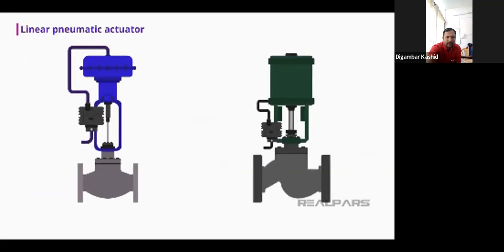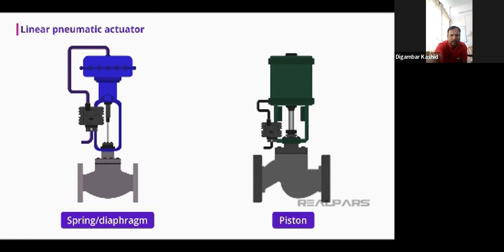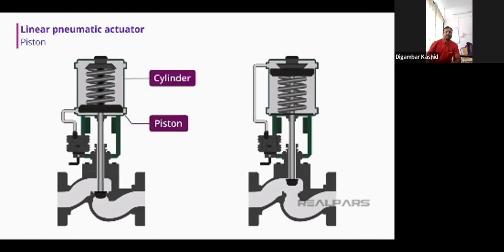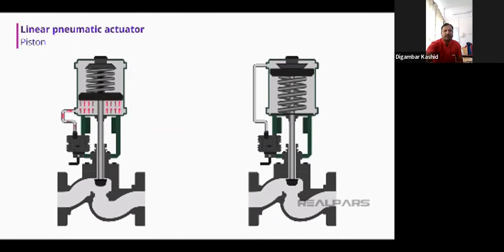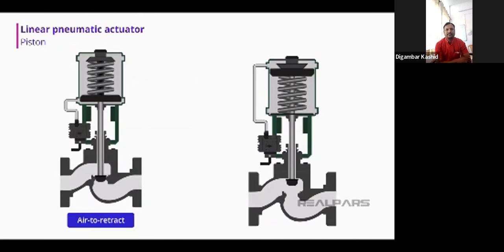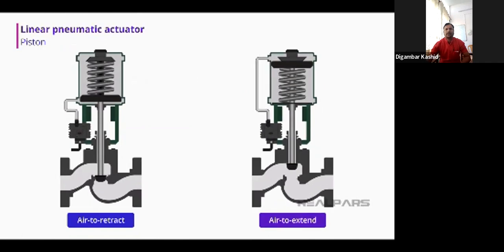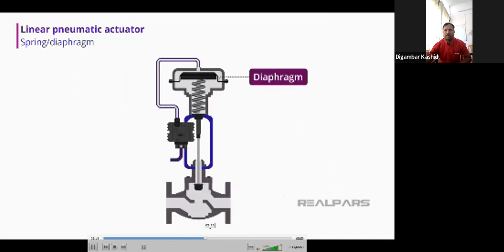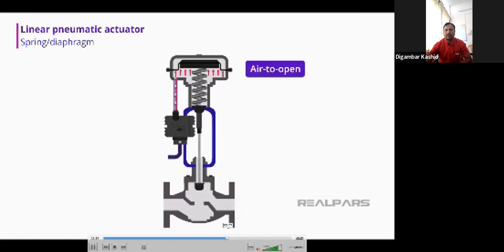In the linear pneumatic actuator category, the spring diaphragm style and the piston style are very common. The piston style pneumatic actuator utilizes a piston inside a cylinder. The movement of the piston is caused by applying pneumatic pressure, thereby moving the piston upwards. Removing the pneumatic pressure causes the piston to move downward due to the pressure of the spring. This motion is referred to as air to retract. An air to extend motion can also be achieved. A commonly used actuator consists of a diaphragm, pneumatic pressure, body, spring, and opens the valve.